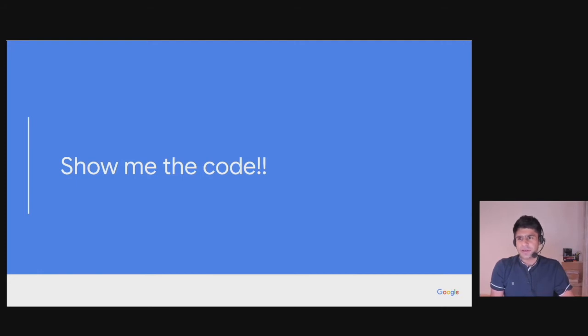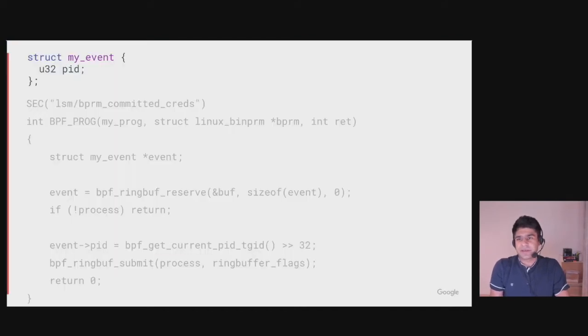Show me the code. Let's have a look at an eBPF program that audits process executions. The first step is to define a struct or the data format which will be used by the eBPF program and also by user space. We attach the eBPF program to the LSM hook called bprm_committed_creds. Although this hook is terribly named, it signifies a key state during the execution of a process.